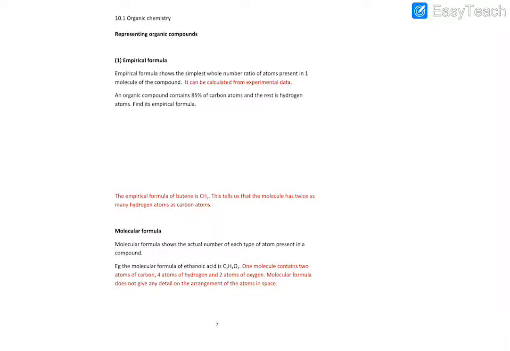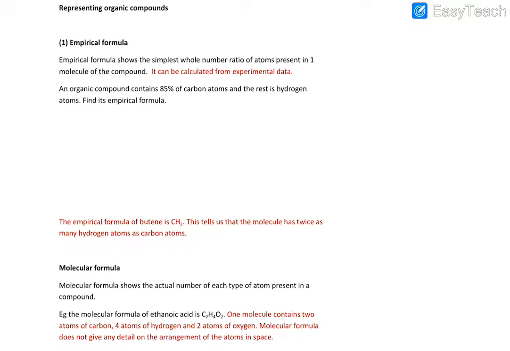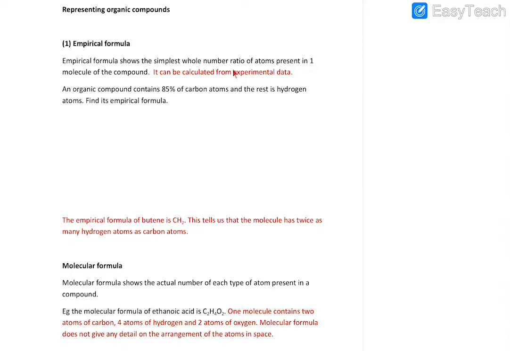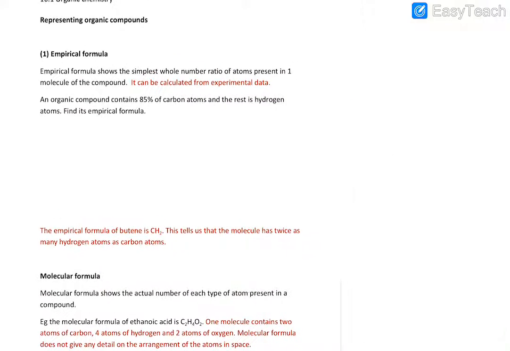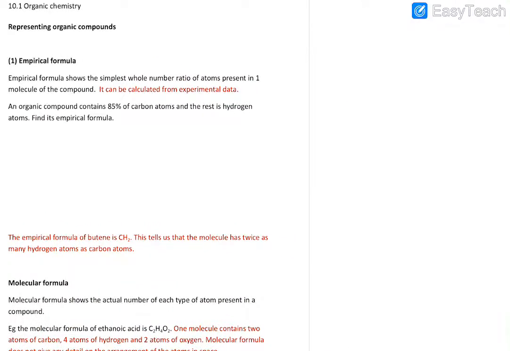So empirical formula, if you still remember, can be calculated from experimental data. Empirical formula is the simplest whole number ratio. So for example, here you have carbon and hydrogen, 85% of carbon.